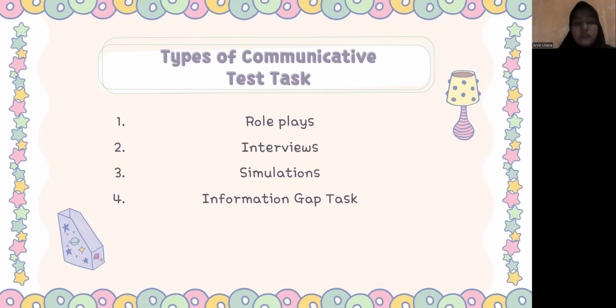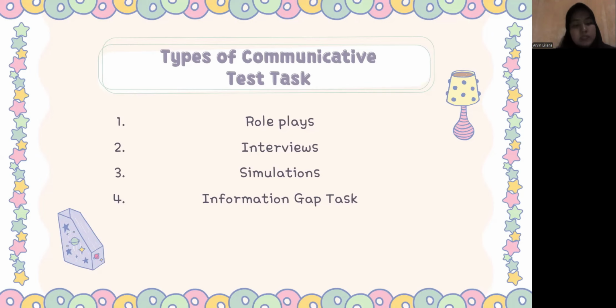The second is interview. An interview task involves a structured conversation between the test taker and the examiner, where the test taker answers questions on a variety of topics. The purpose is to assess the learner's ability to engage in formal, one-on-one communication and respond appropriately to questions. It also tests listening comprehension, fluency, and coherence in speaking.